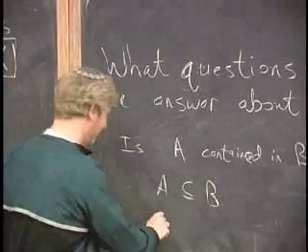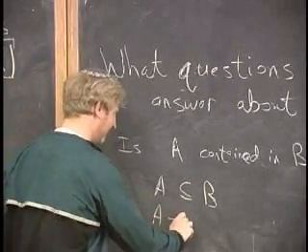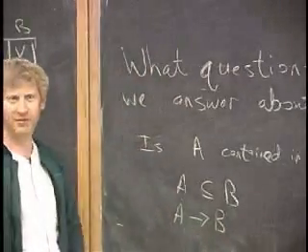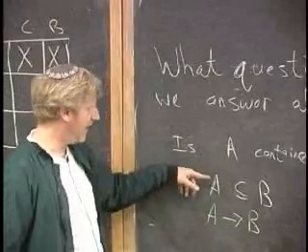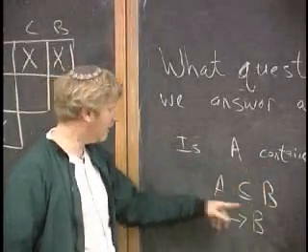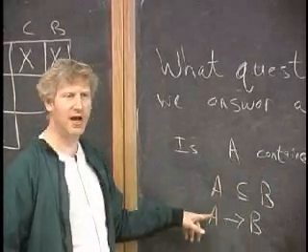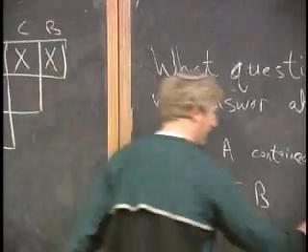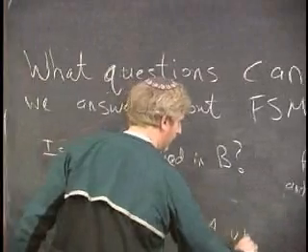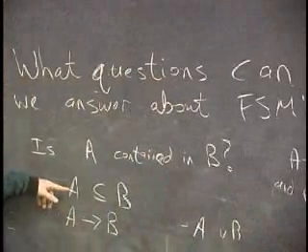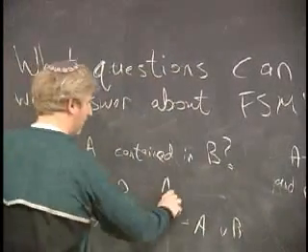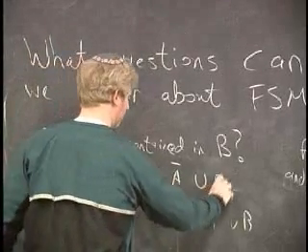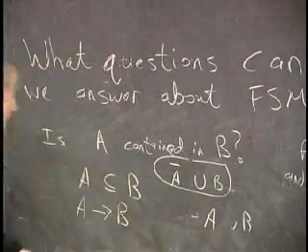It's like implies from logic. X is in A implies X is in B. A implies B. Remember how to convert this to NOTs and ANDs and ORs? Who remembers? Oh, nobody remembers. All right. It's NOT A OR B. Let's do that with sets here. The complement of A union B.